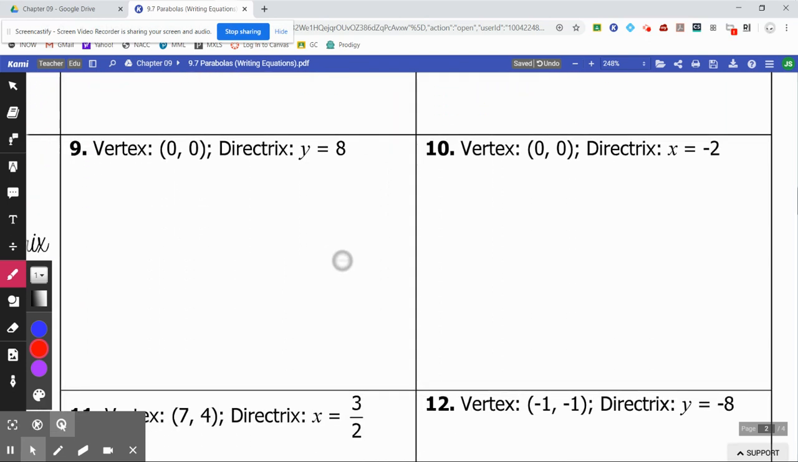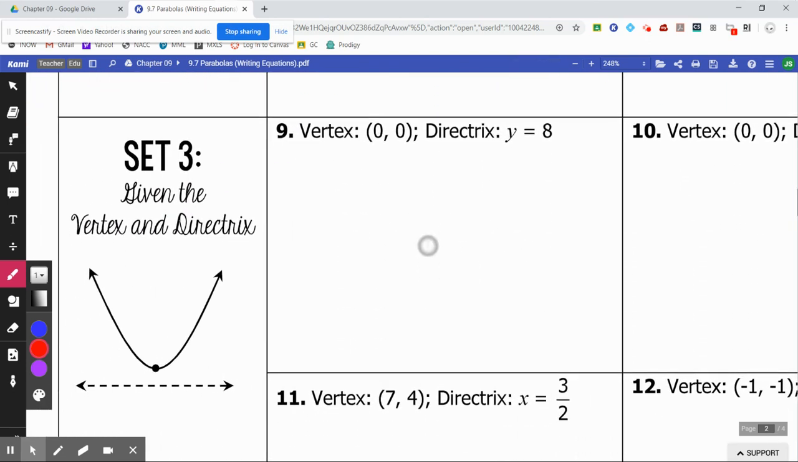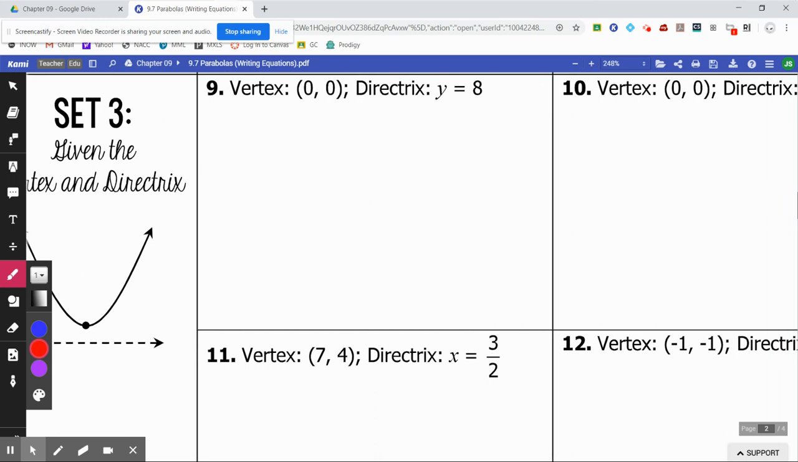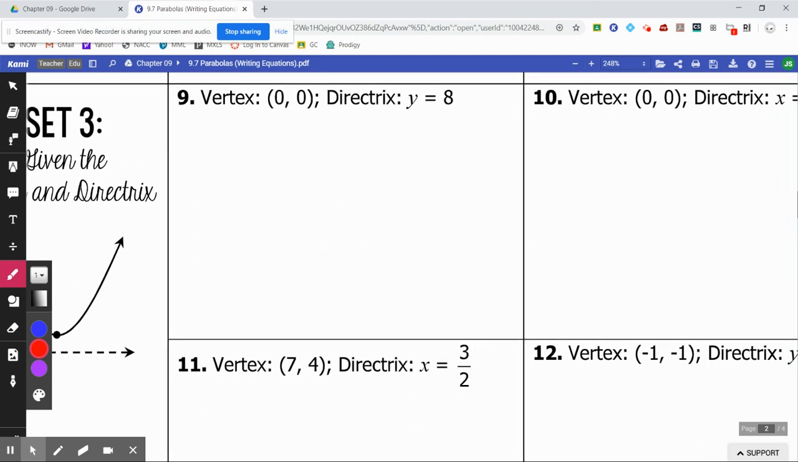Okay, number 9. What if you're given a vertex and a directrix? Pretty much the same thing as before. It just means the focus is going to be on the other side of your vertex. So if they give you a vertex at 0, 0, a directrix at y equals 8, that would be up here above it. That means your focus is going to be down here at 8 units below it, which would be at 0, -8. So therefore, this parabola is going to open downwards.